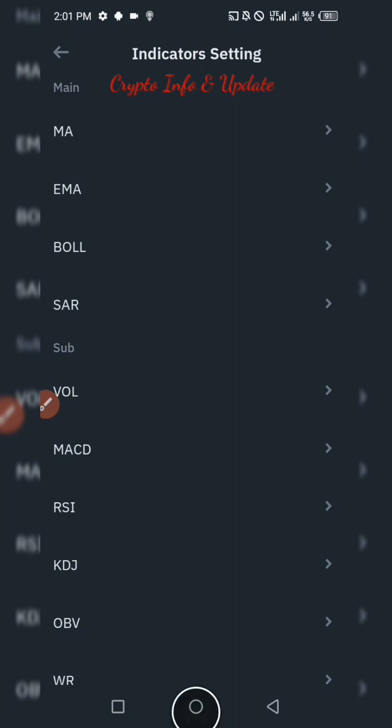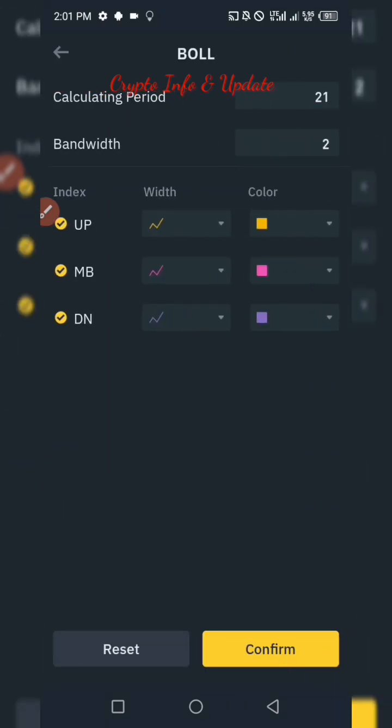Okay, then do we need any adjustment in the Bollinger Band? Let's check. Click on BOLL. Okay, 21.2. All right, it's okay. Go back.